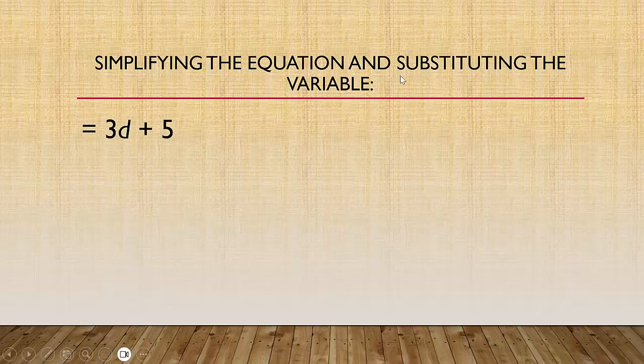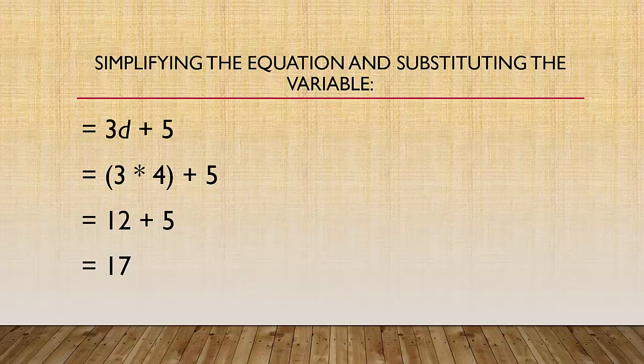Simplifying the equation and substituting the variable. This is common to do, where we break down the equation. First we have 3d plus 5, since that's what we're supposed to do. Then, since we're going to substitute d with 4, we do 3 times 4 plus 5. Whatever is in brackets, we always have to do first. So when we do 3 times 4, we solve that first, and we get 12 plus 5. Now we can solve 12 plus 5, and that gives us 17.